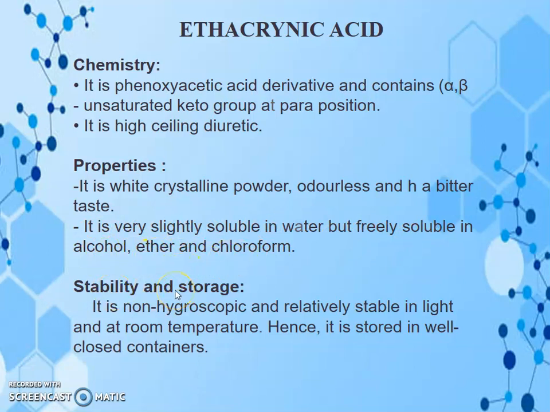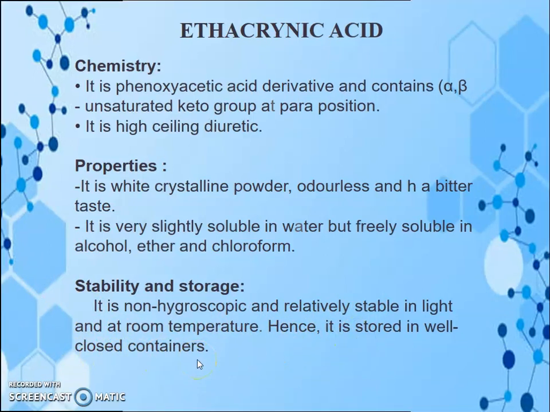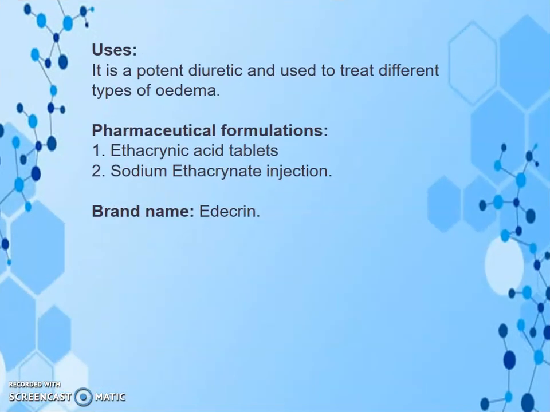Stability and storage conditions: it is non-hygroscopic and relatively stable in light and at room temperature, hence it is stored in a well-closed container. Uses: it is a potent diuretic and used to treat different types of edemas. Pharmaceutical formulation: it is available in the form of ethacrynic acid tablet and sodium ethacrynate injection, and the brand name is Edecrin.